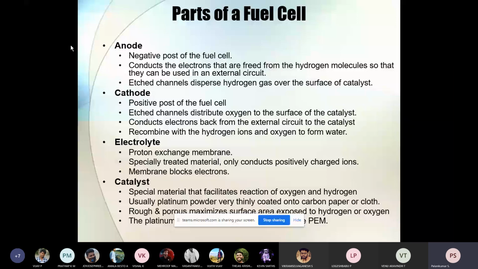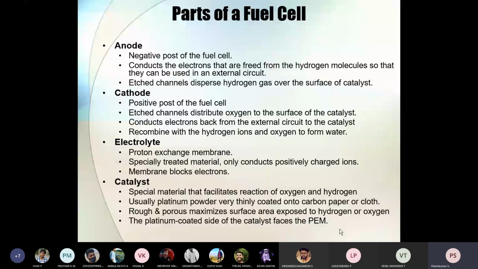The catalyst is a special material that facilitates the reaction of hydrogen and oxygen. At the anode, it has to split the hydrogen. At the cathode, it recombines, conducts the electrons, and makes water. As a result of the recombination of hydrogen and oxygen, it makes water.